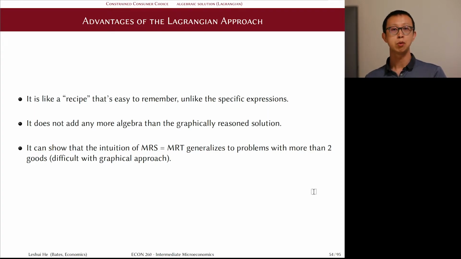Finally, and perhaps most importantly, it is generalizable to more complicated problems. One example is if the consumer chooses more than two goods. Then the graphical solution is very hard to think about. But the Lagrangian approach will lead us to the answer without adding much complexity at all. And it will reveal to us what the intuition can generalize to. Later on in this course, you will see that we will use the Lagrangian on very different looking problems, whereas the intuition of MRS equal to MRT just doesn't translate that easily.